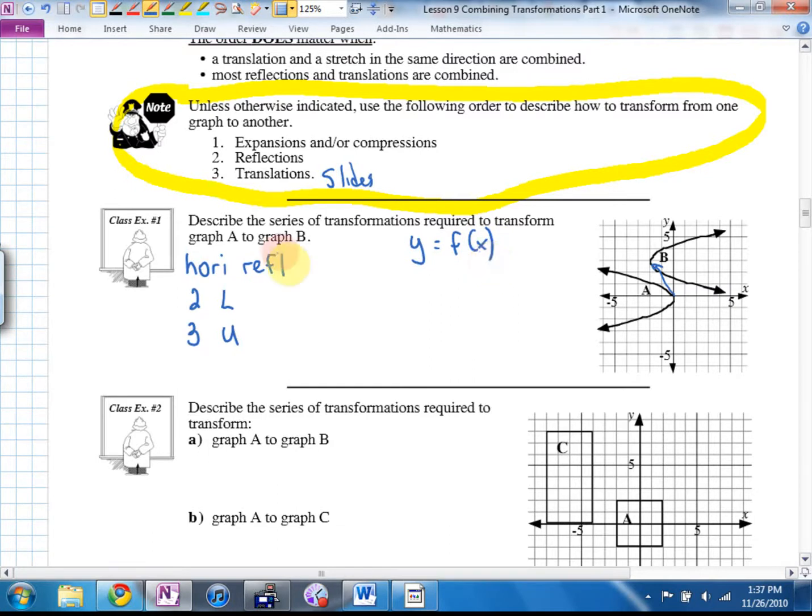I would first of all do a horizontal reflection. That's replacing what with what? Well, horizontal, I'm replacing what automatically if it's horizontal? X with, okay, so that line would look like this. And then 2 left, that's replacing X with what?